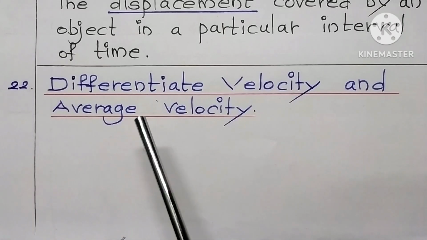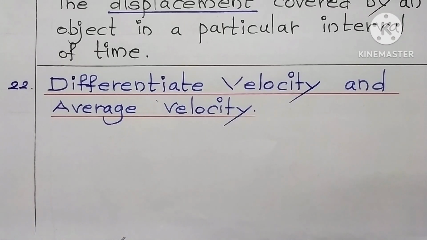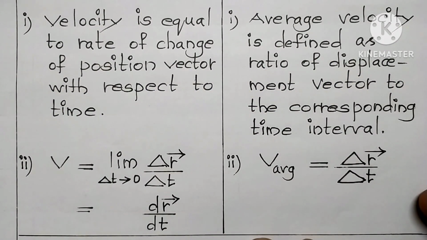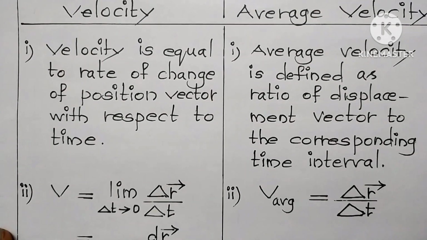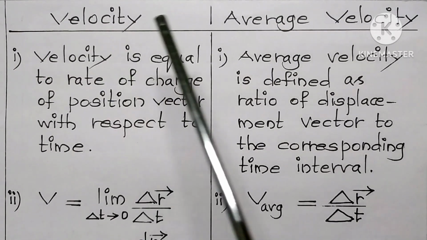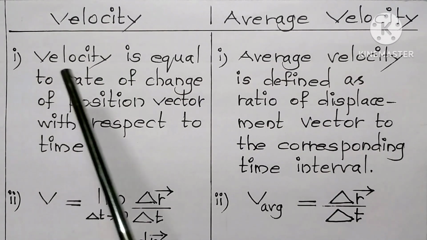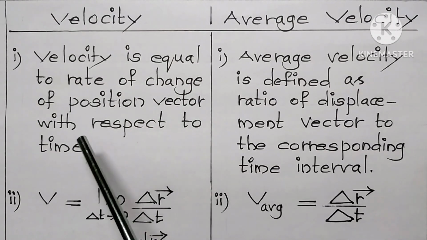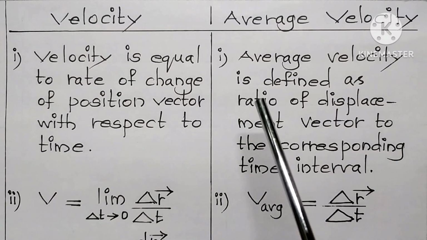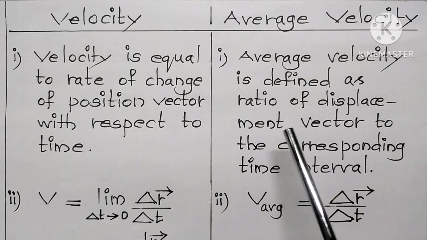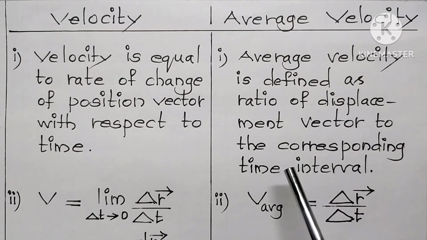Question number 22. Differentiate velocity and average velocity. Velocity, and here comes average velocity. So now we are going to see the differences. Point number 1. Velocity is equal to rate of change of position vector with respect to time. Average velocity is defined as the ratio of displacement vector to the corresponding time interval. Now let us see the second points.